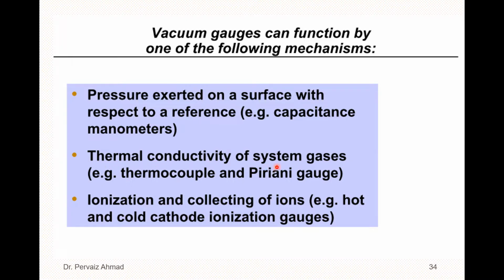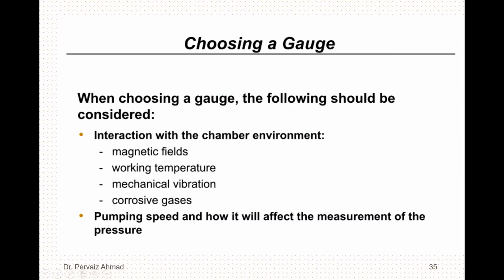of the system gases, for example, thermocouple and Pirani gauges. In these gauges, we measure the thermal conductivity of the system gases. Third, we have ionization and collecting of ions, for example, hot and cold cathode ionization gauges. These are the three basic types of functions which result in a particular kind of gauge.